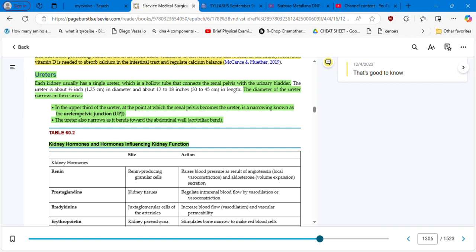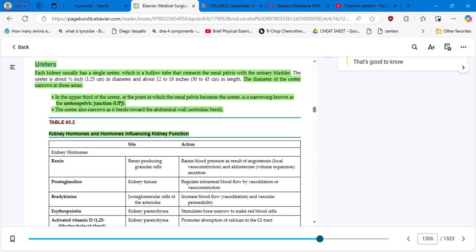Now let's talk about the ureters. Each kidney usually has a single ureter, which is a hollow tube that connects the renal pelvis with the urinary bladder. And the diameter of the ureter narrows in 3 areas. So we are going to skip this part.